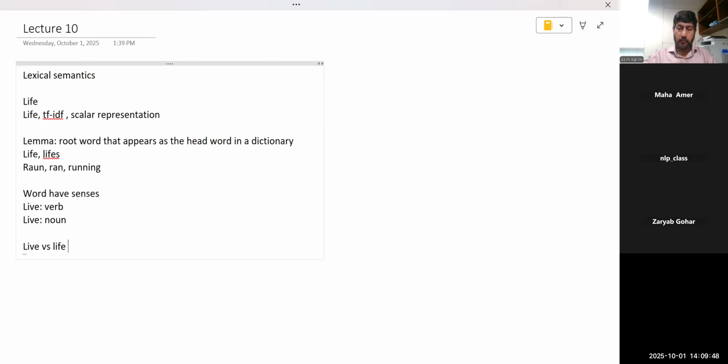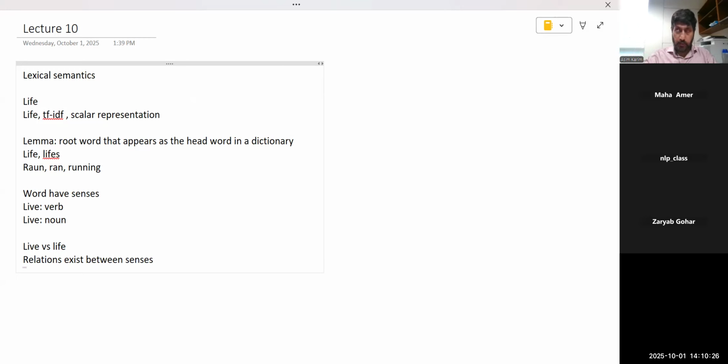Okay? So the relatedness of the live sense would be greater with life than the sense that we use for live broadcast of any event. Okay? So relationships exist between senses of words, not actual words. So relations exist between word senses. So you have to be clear which sense is being referred to when you are trying to relate two words.